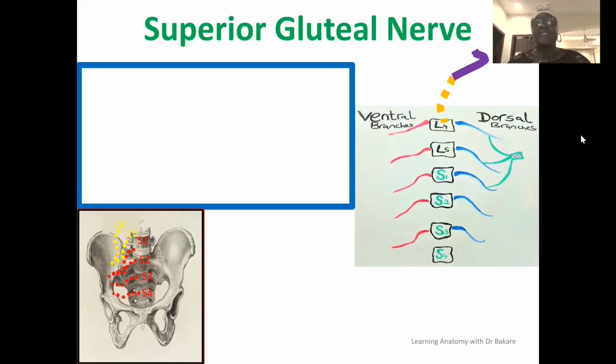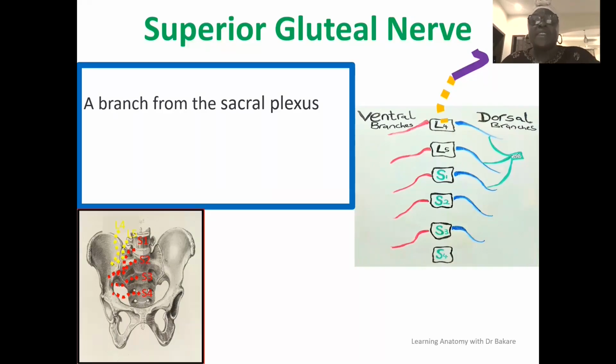The superior gluteal nerve, we say, is an emergence from the sacral plexus, and we already highlighted in our previous slide that the sacral plexus is a collection of nerves that you see in the pelvic cavity. In this image, we have a collection of nerves highlighted in dotted yellow and also dotted red. These are specifically the ventral rami of the nerves that contribute to the formation of the sacral plexus. So you have the ventral rami from L4, L5, S1, S2, S3 and S4 spinal nerves.